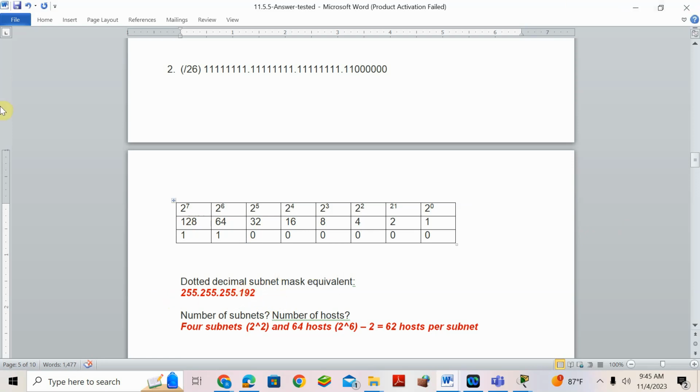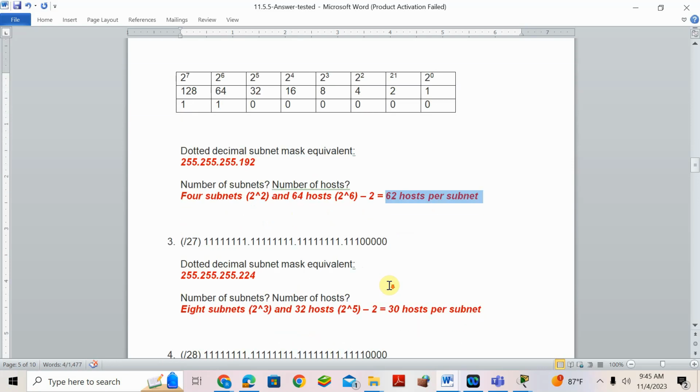How many subnets can you create? See how many network bits you took extra. 26 means 24 plus 2. 2 bits you took from the host. So 2 power 2, 4 subnets. How many host addresses? How many bits are remaining for host? 1, 2, 3, 4, 5, 6. So 2 power 6 minus 2. 64 minus 2, 62 hosts per subnet.